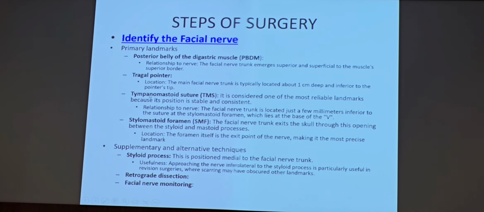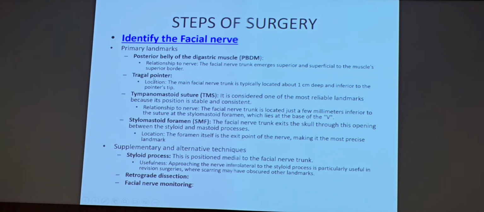And there are primary landmarks and supplementary or alternate techniques. The primary landmarks are, of course, the ones that we saw now, the posterior belly of digastric. The facial nerve emerges superior and superficial to the muscle's superior border. So you need to dissect the digastric all the way till its attachment to the mastoid process, and then superior and superficial will be the trunk of the facial nerve.